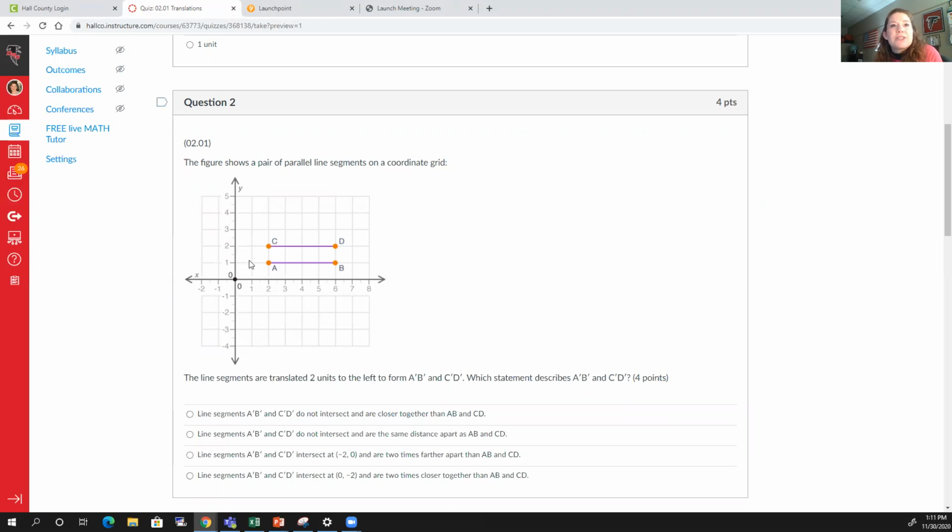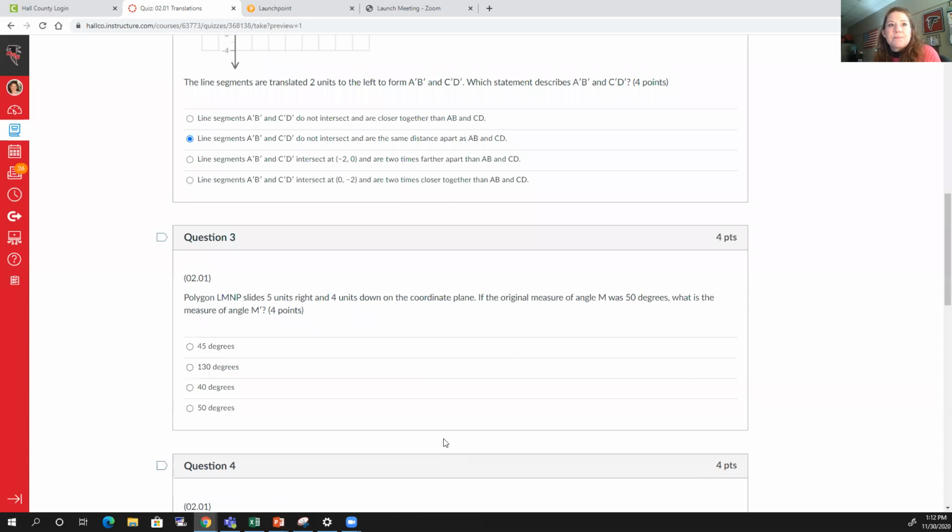Are they ever going to intersect? If they don't intersect now, these say they're going to be intersecting. Is that true? No. Are they any further apart than they are right now if we translate both lines? No. So letter B right here says line segments A prime B prime and C prime D prime do not intersect and are the same distance apart as the first 2 lines. That makes sense, doesn't it?